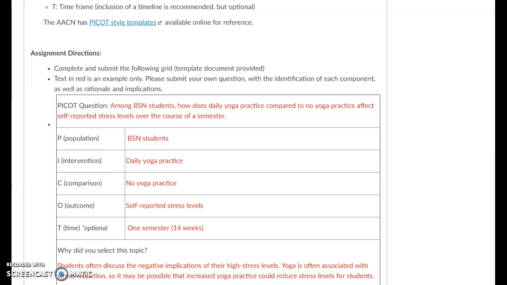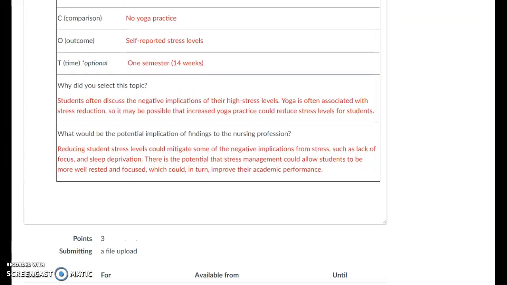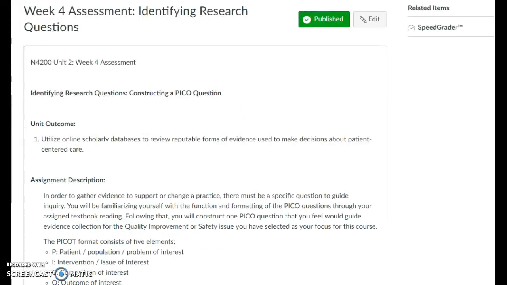Please reach out to your professors if you have any questions as you go. But you will be submitting this part during your week 4, and then again, this will kind of get tweaked throughout the semester.